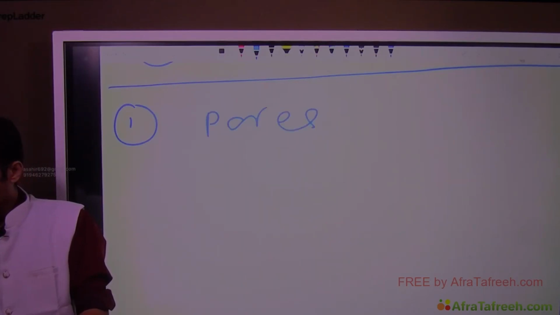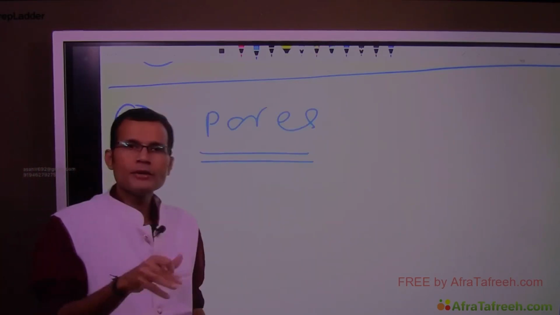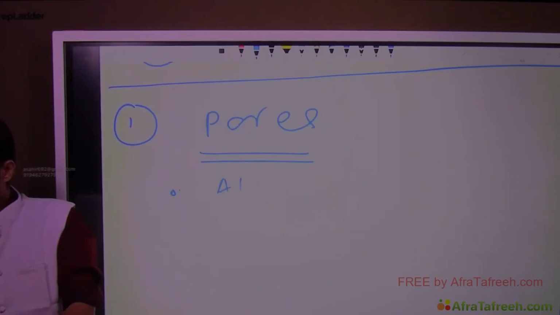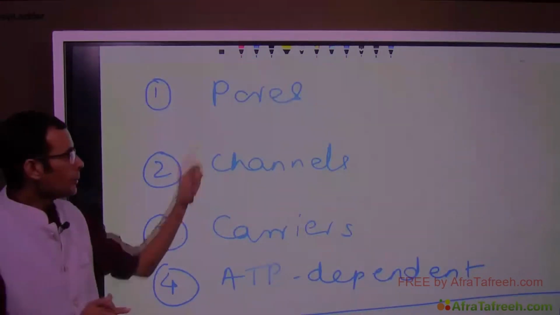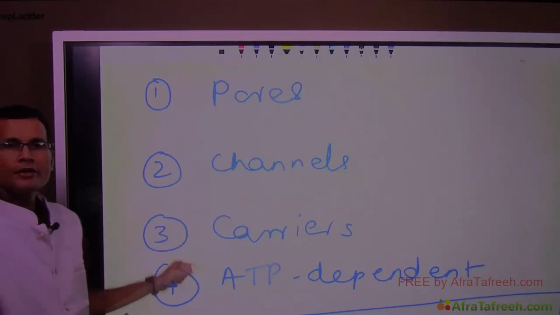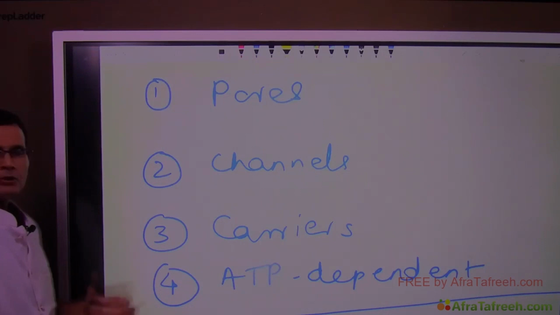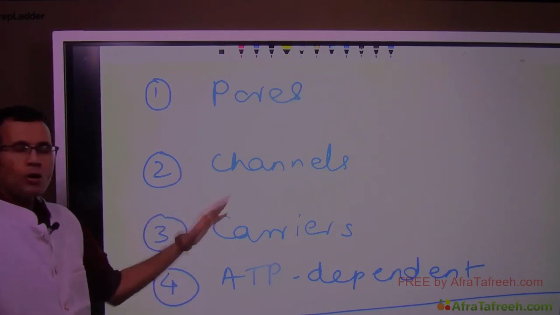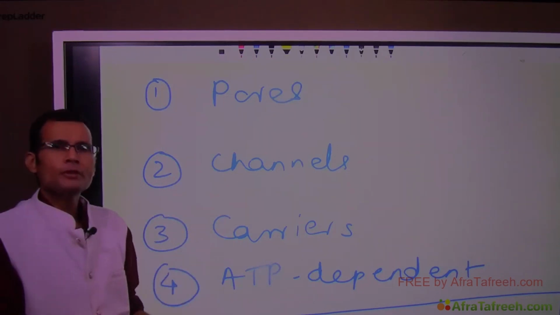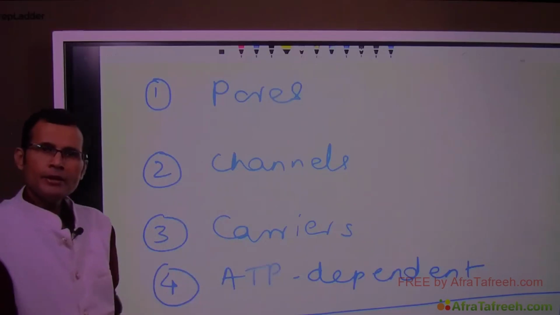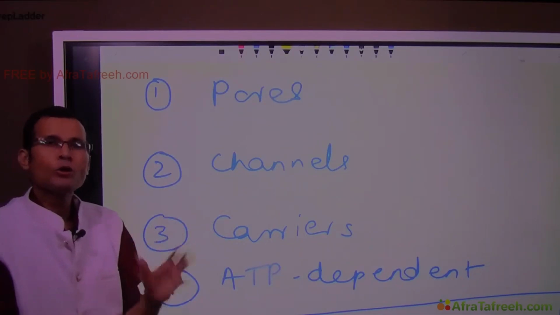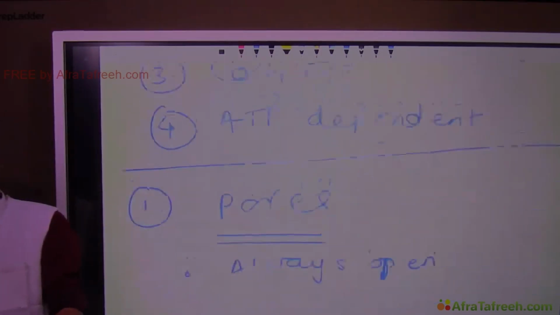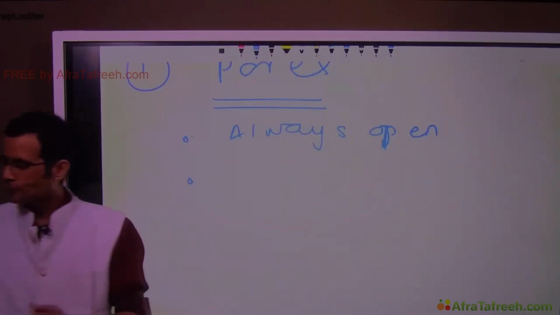So first one, pores. Pores in the membrane are always open. If you just have to compare the pores, channels, and carriers, you may compare it like this. Pores are generally always open. Channels are intermittently open, and carriers are never open. They are always in an occluded state. So, what are the examples of pores? Pores in the membrane.